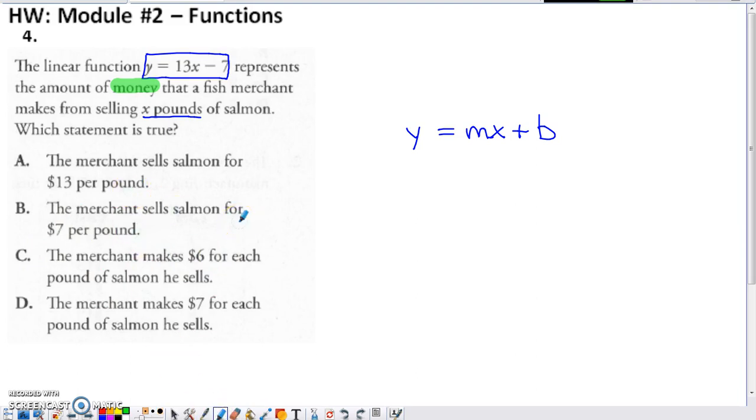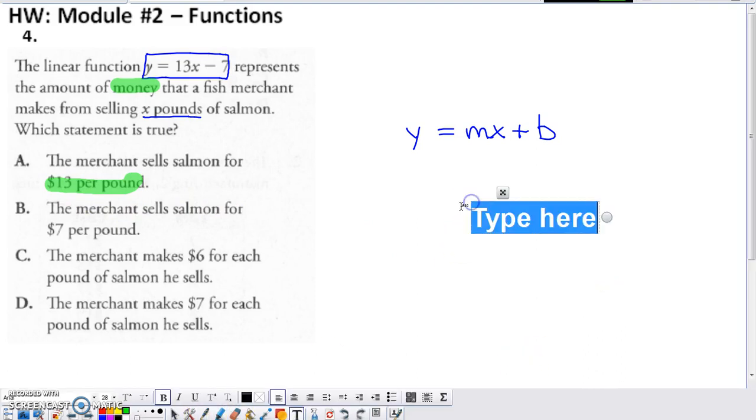It doesn't ask us to put anything in place of X and figure out Y or vice versa. It says, which is true? The merchant sells salmon for $13 per pound. Now, what I think is significant about this is that $13 per pound is a rate, right? That's the rate that it seems like he's selling the salmon at.